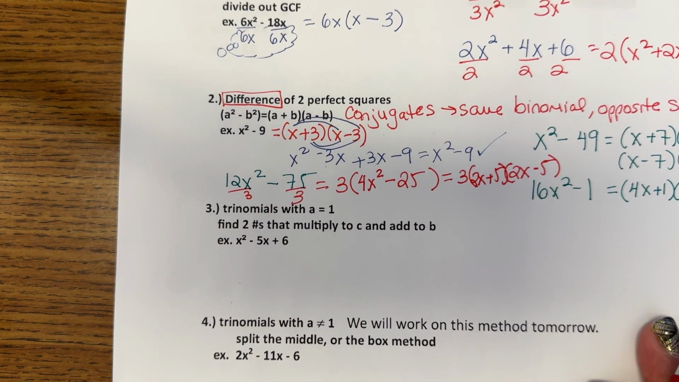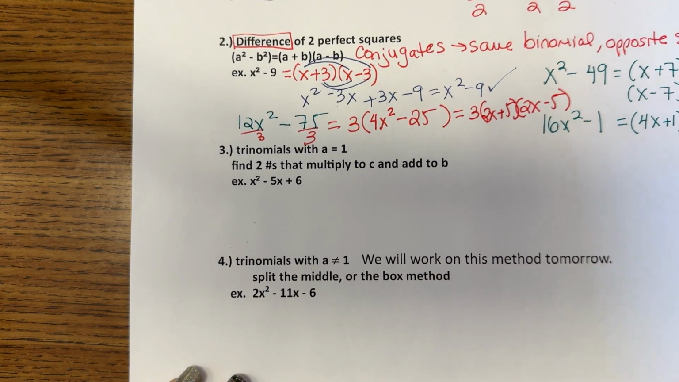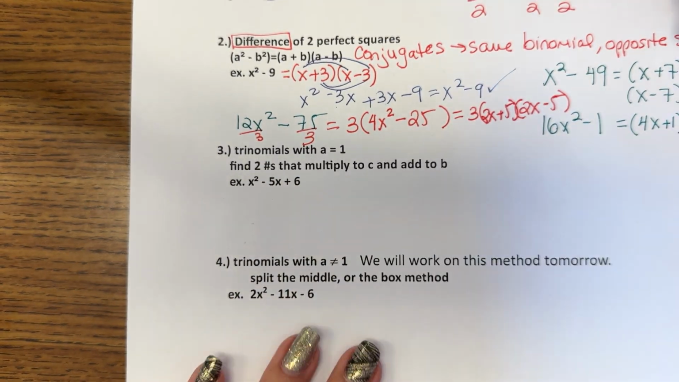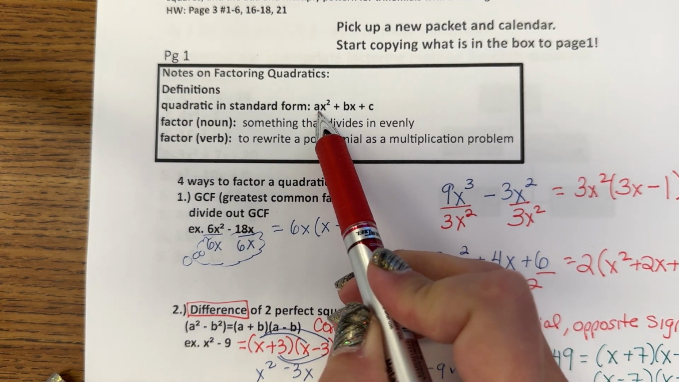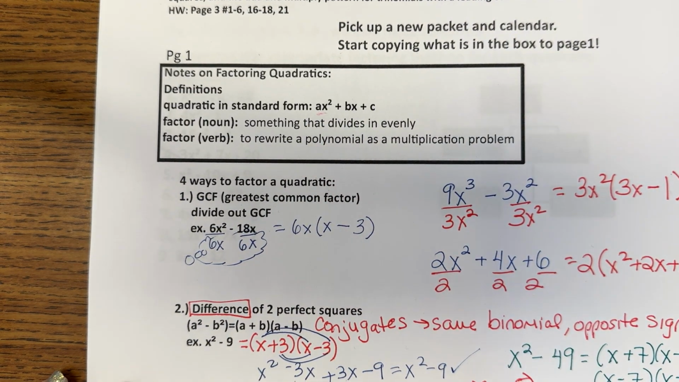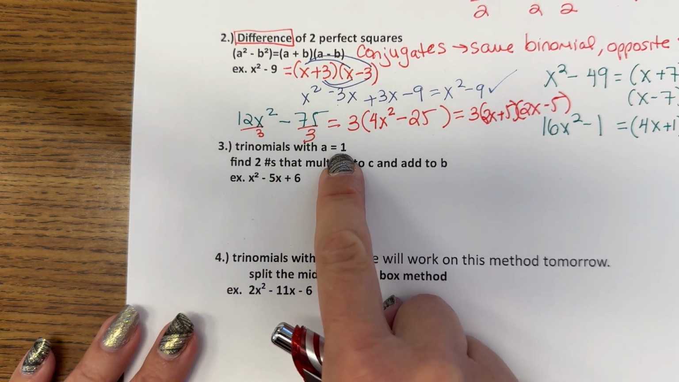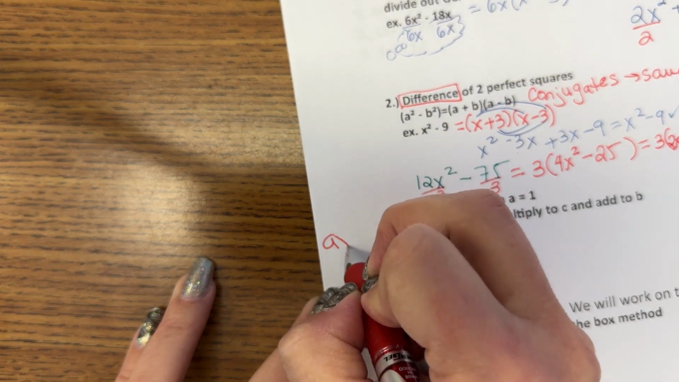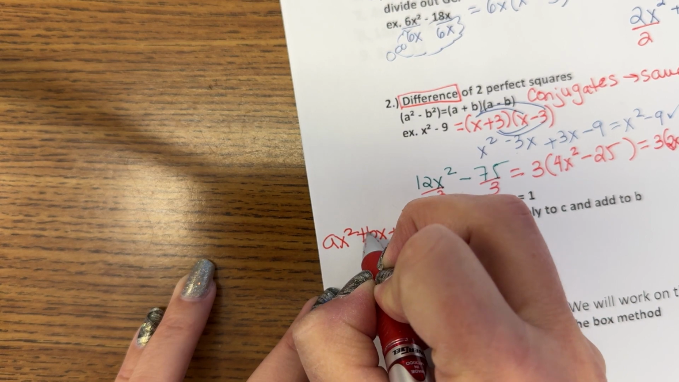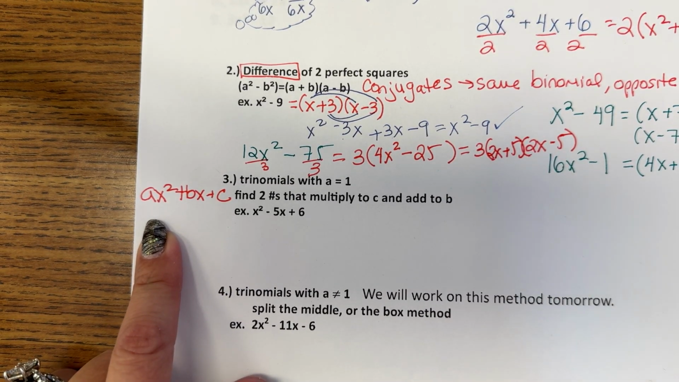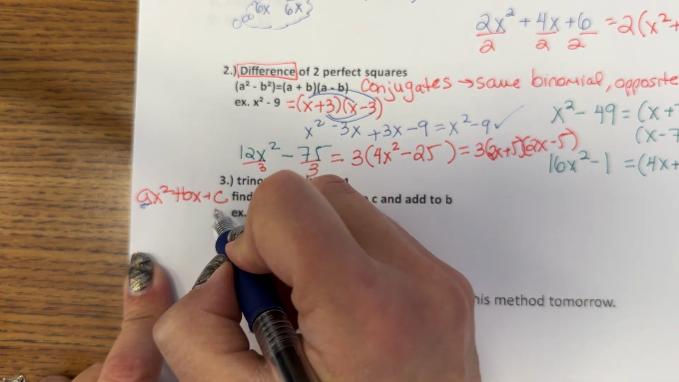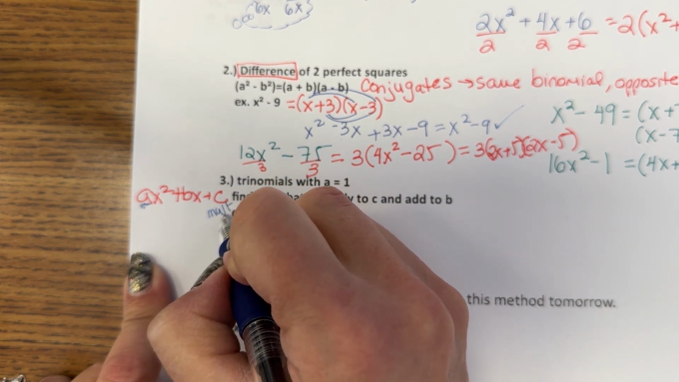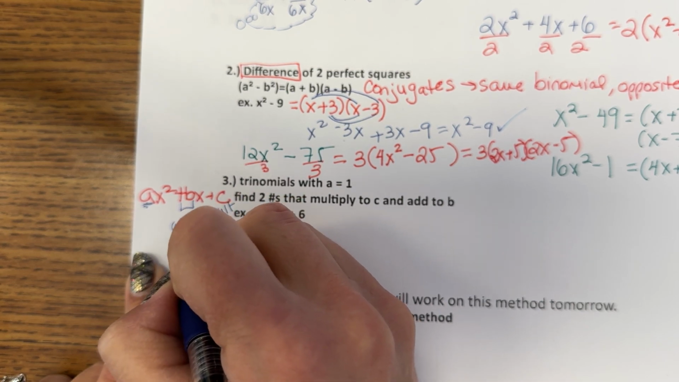All right, our last method for today is a trinomial. That means 3 terms where A, being this number in the front, the leading coefficient, is 1. And the method for that is to find 2 numbers that multiply to C and add to B. So if we write the standard form down here so you can see it in my video, when this number is a 1, our process is what multiplies to the C, the constant, and adds to the B.